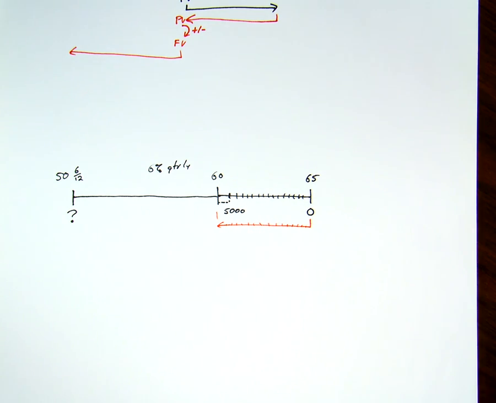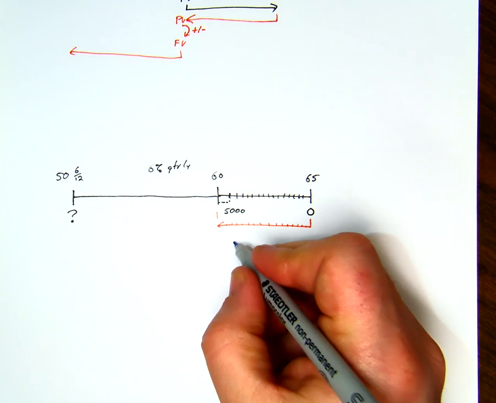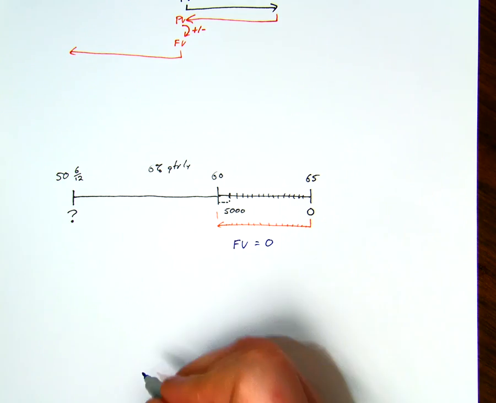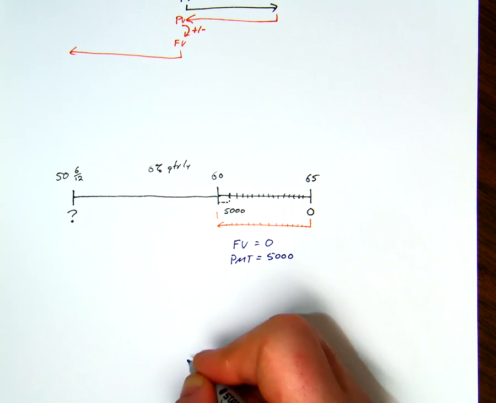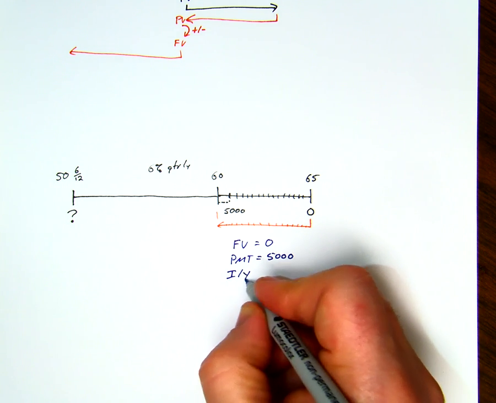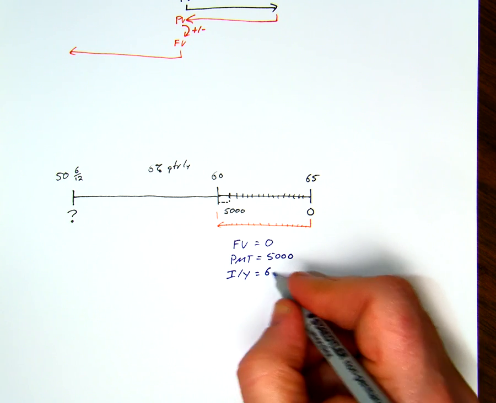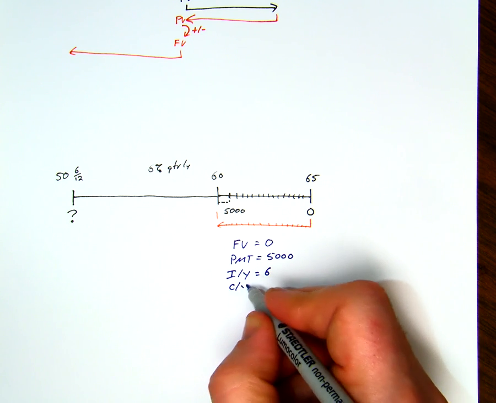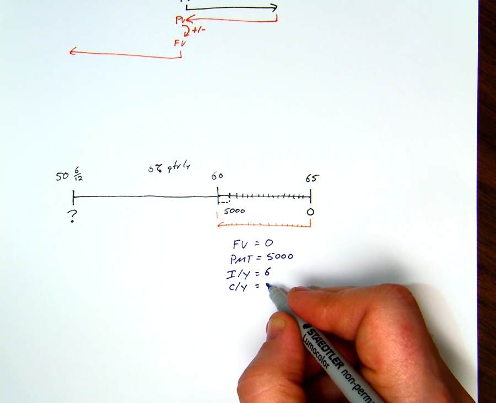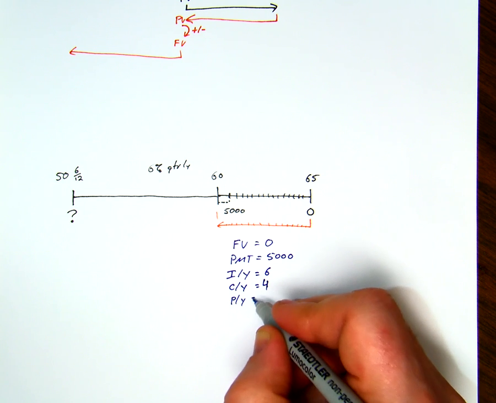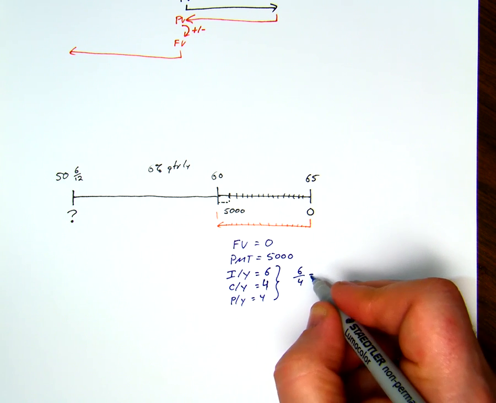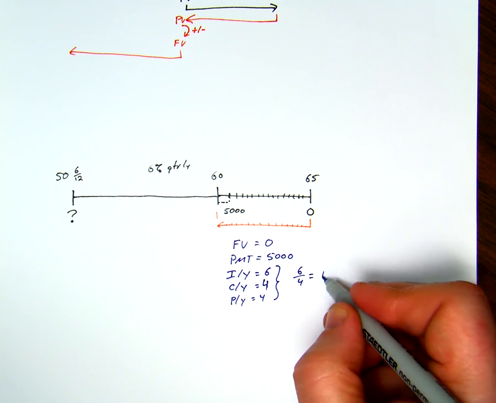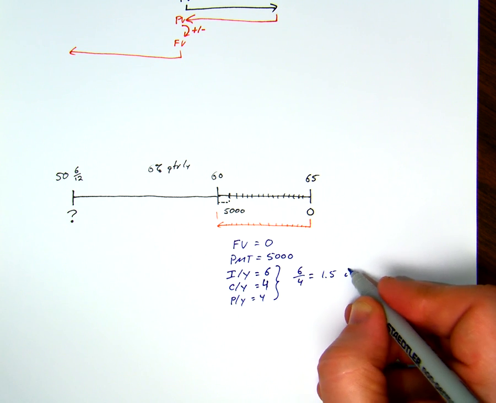So for this problem, we're going to say, well, we have a future value, which is 0. We have payments which are going to be $5,000. We have an interest rate which is going to be 6%. We're going to compound 4 times a year. We're going to have payments 4 times a year. So that's going to be 6 over 4, which is equal to 1.5 as an I.